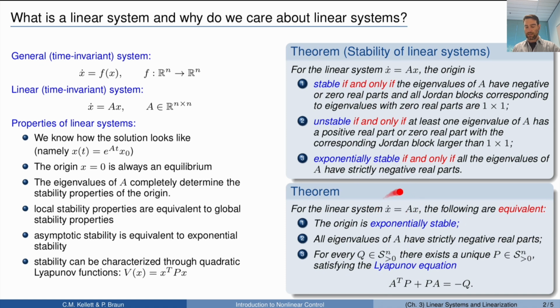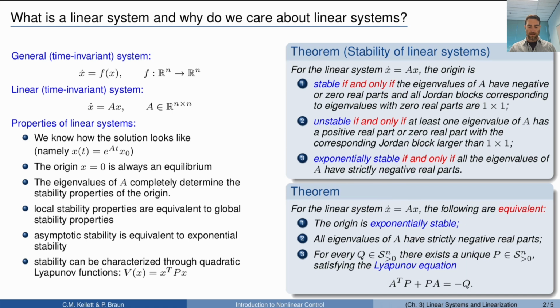So again, looking at the linear system x dot is equal to Ax, the following are equivalent: the origin is exponentially stable, which is equivalent to all eigenvalues having strictly negative real parts, as was also stated over here. Or as a third equivalence, if we look at this Lyapunov equation here and take an arbitrary positive definite matrix Q, then this has a unique positive definite solution P which satisfies this equation, which provides us a corresponding Lyapunov function.